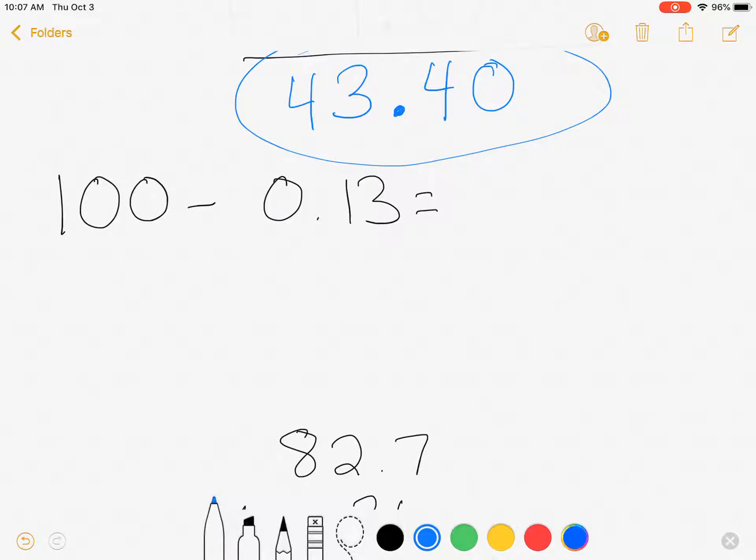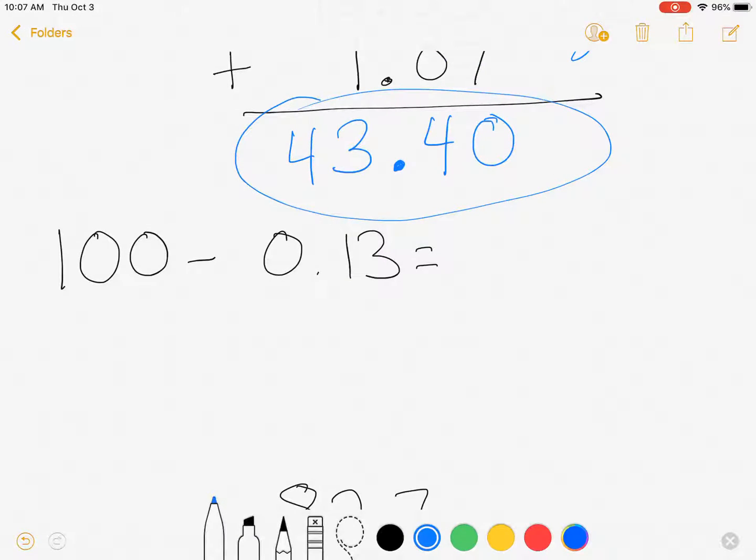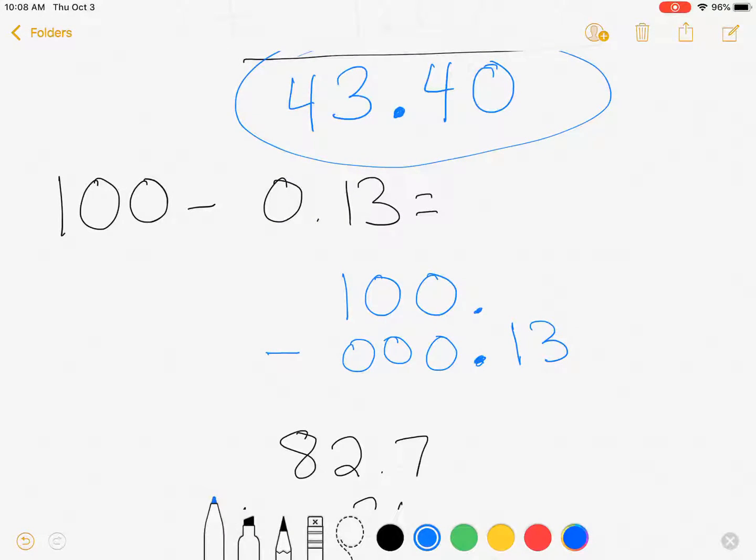Okay, let's move on to a subtraction problem. What do I need to do to these numbers? Line up the decimal. Now, 100 doesn't have a decimal, but we know the decimal would be after the ones place. 100. And I'm going to subtract. What am I subtracting? 13 hundredths. So I can put zeros here if it helps, but I know that I have to have my decimal. Okay, can I take 13 from 0? No. So I have to borrow way over here in the hundreds place.